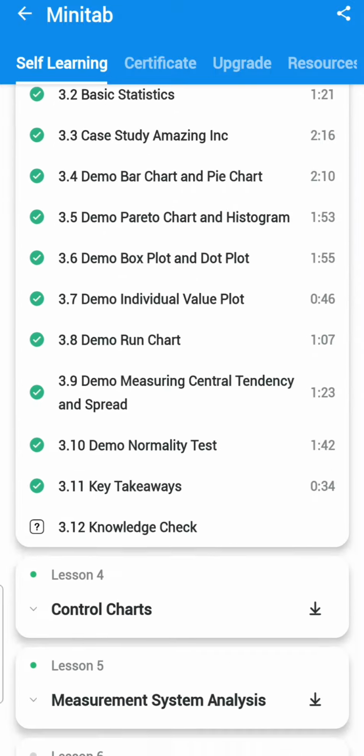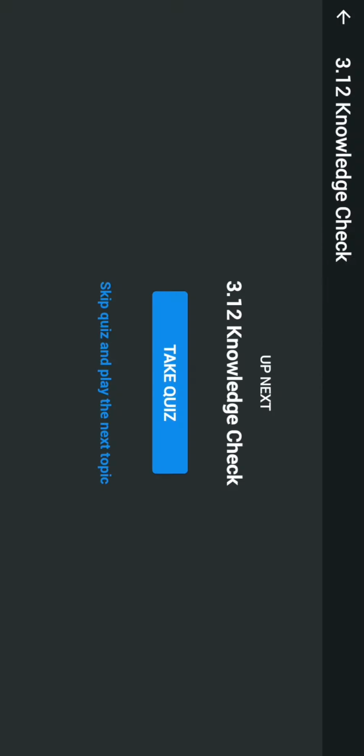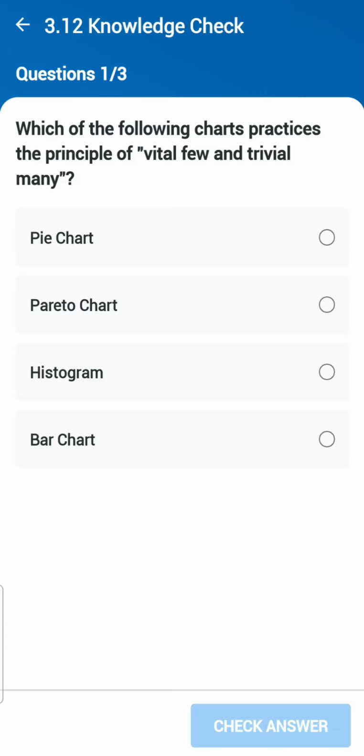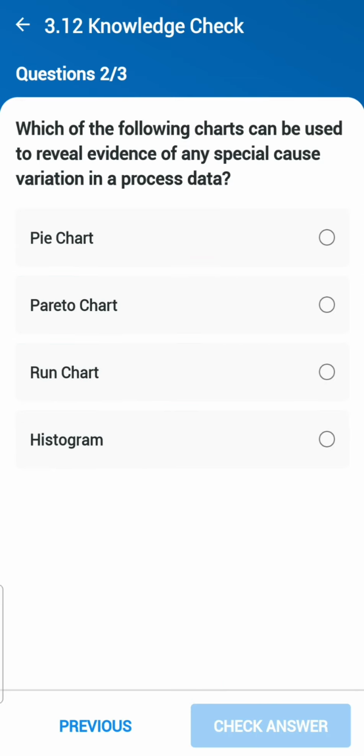Chapter number 3 has got a knowledge check again. Which of the following charts practices the principle of vital few and trivial many? They have given 4 options. And Pareto, we know 80-20, right? And then the second one: which of the following charts can be used to reveal the evidence for any special variation in the process? Pie chart, no.